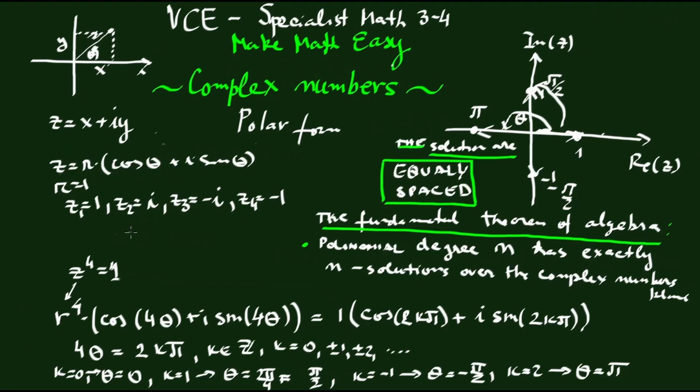So our solutions are, these are our solutions in Cartesian form for the equation z to the power 4 equals 1.